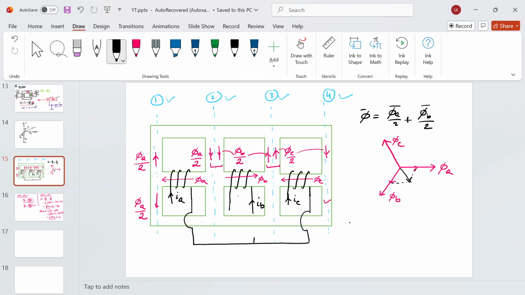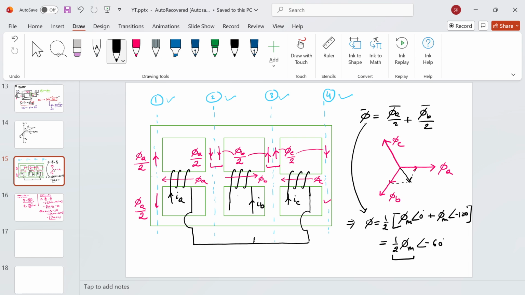So calculate the net flux from here. Phi is equal to half phi m at 0 plus phi m at minus 120 degree. You will get half phi m times 1 at an angle 0 plus 1 at an angle minus 120 degree, so you will get half phi m at minus 60 degree. The same magnitude of flux you will get at section 3 also. Now our problem has been resolved.